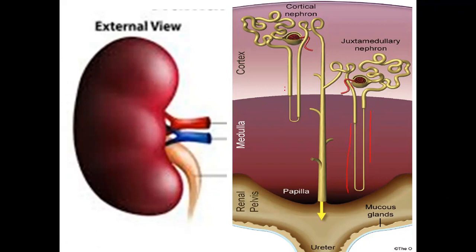Now, the purpose of this Henle's loop is the concentration of urine. The longer the Henle's loop, the more concentrated urine will be produced. It means cortical nephrons are not playing any role in the concentration of urine.